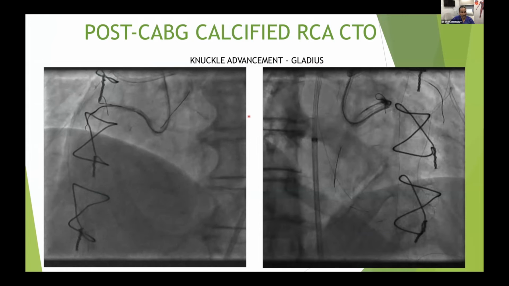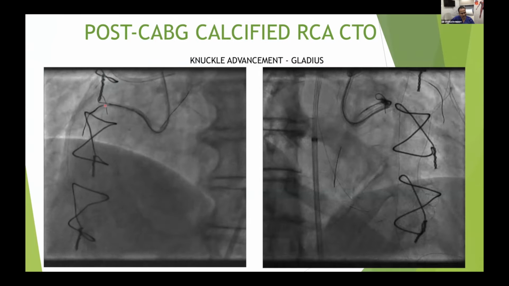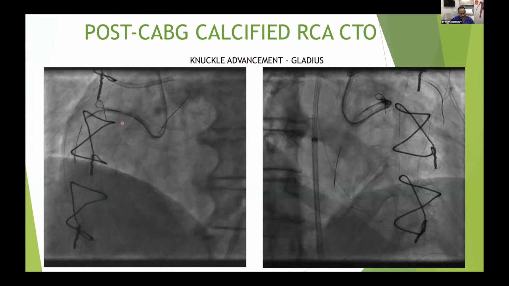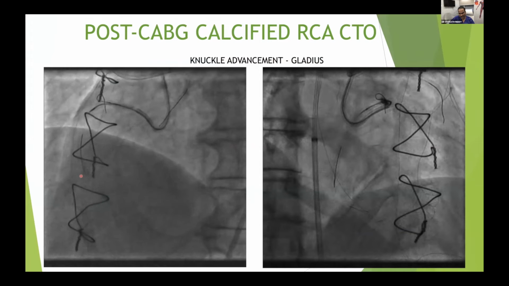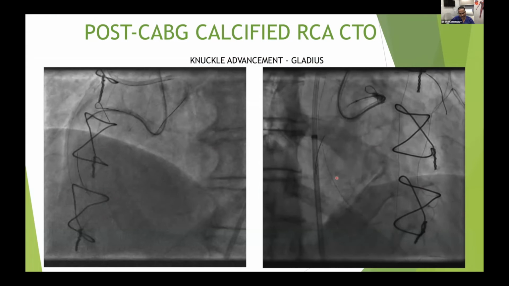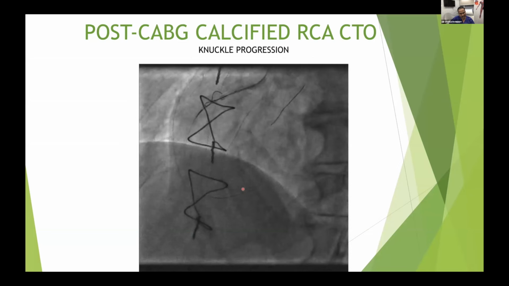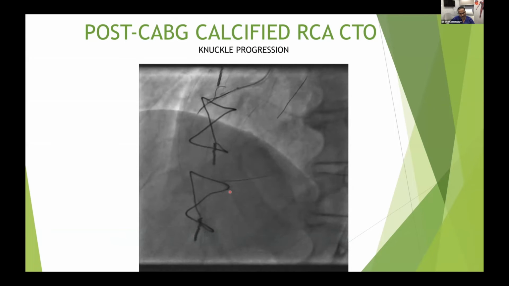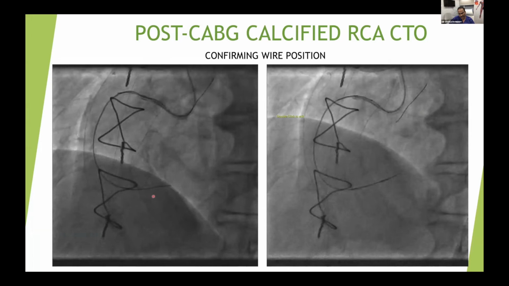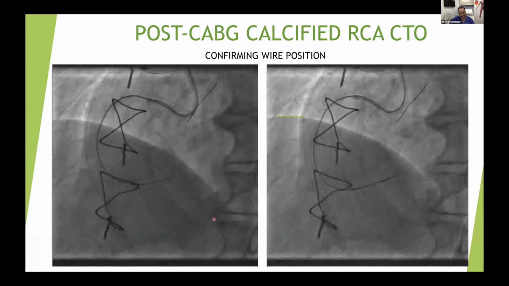So that's what we did here. With a trapping microcatheter, the Gladius wire knuckle is advanced. You can see how the knuckle is going, and it just got advanced. To my surprise, I realized the wire is in the true lumen, which I confirmed by microcatheter advancement and then Runthrough wire advancement into multiple branches. So that made my job easy, even without re-entry.